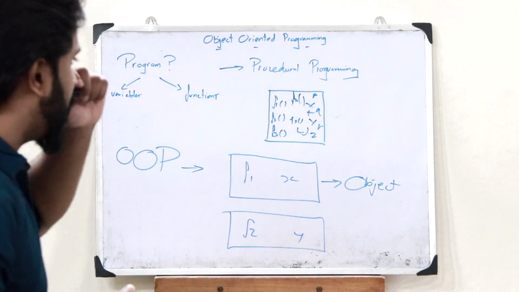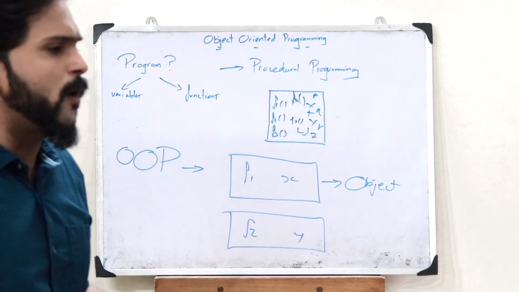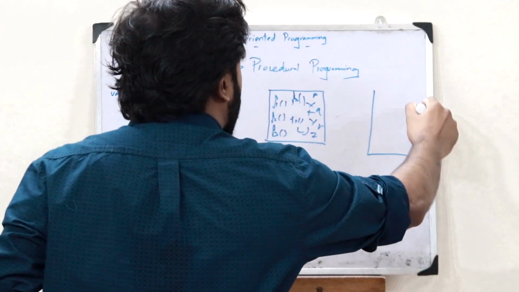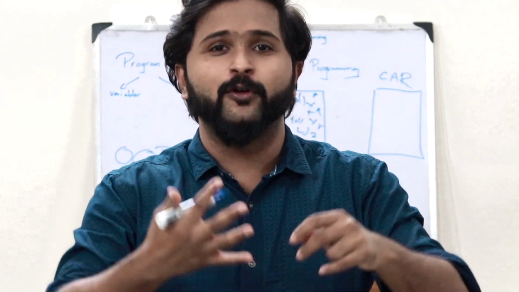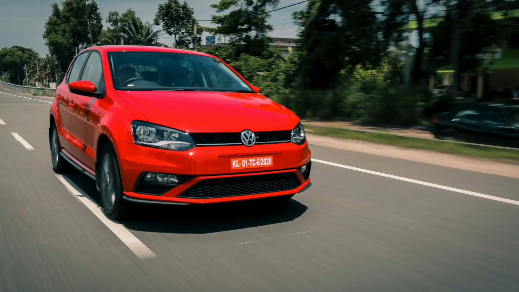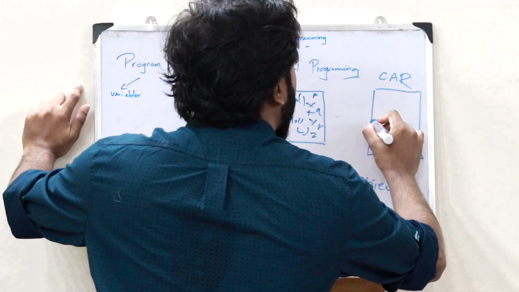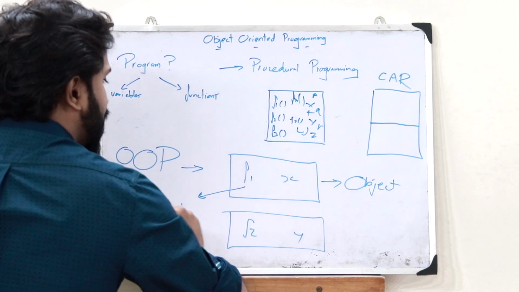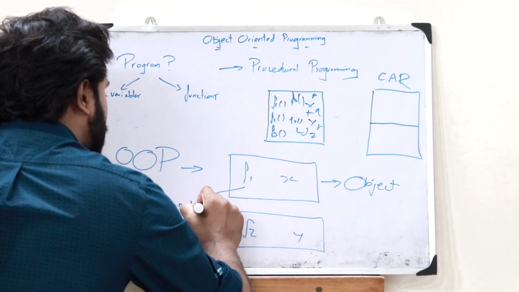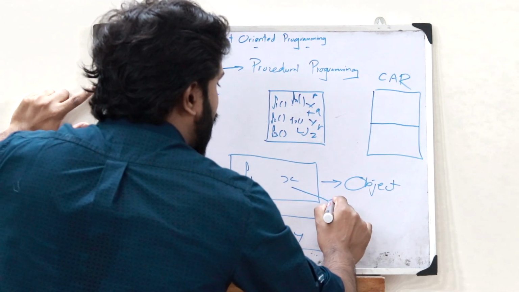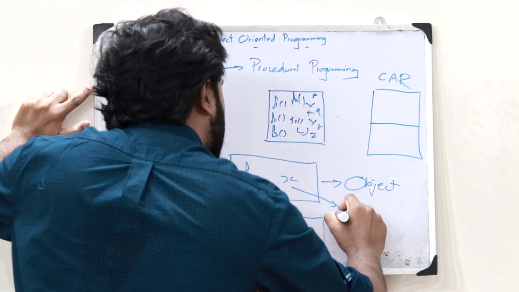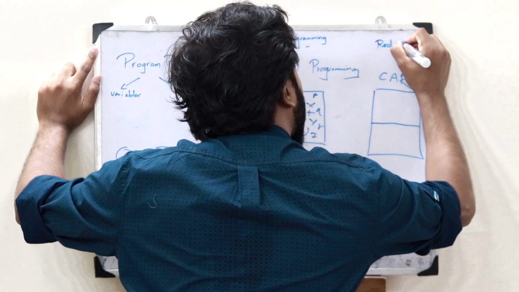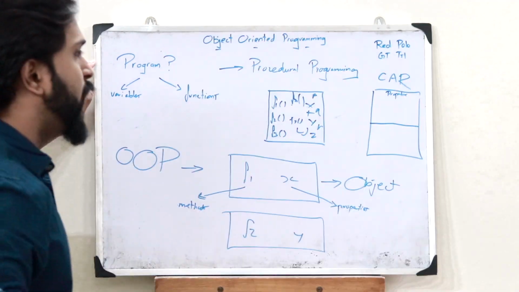Let me simplify that concept for you. So let us take a random object. Let us take a car. So let this be a particular car. Let us take a red Volkswagen Polo GT TSI. So in the case of a red Volkswagen Polo GT TSI, it will have a certain number of functions, and these functions are referred to as methods, and it will also have certain variables, and these are referred to as the properties.